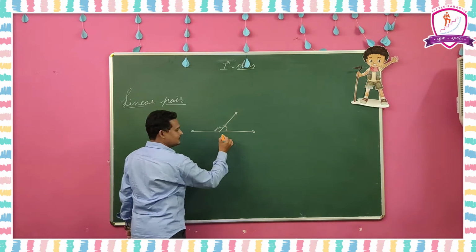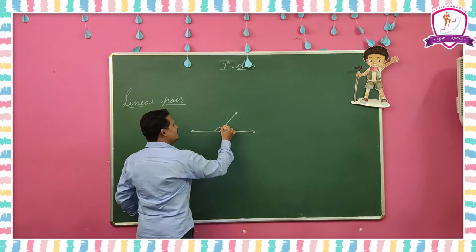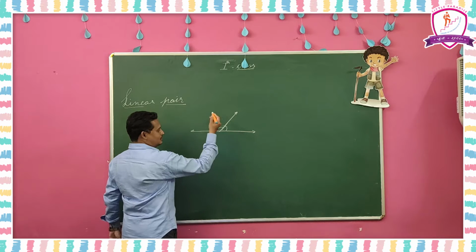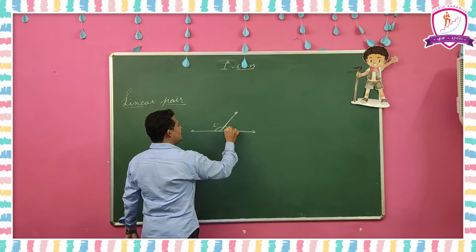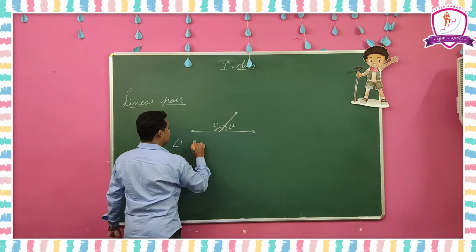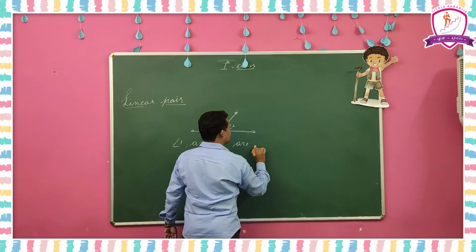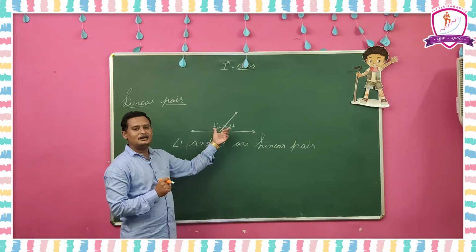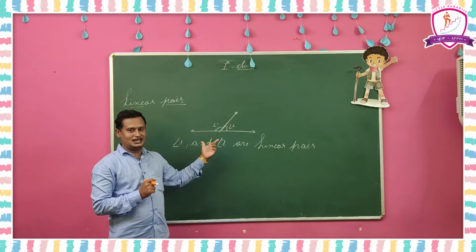Actually, this is a complete angle, sorry, this is a straight angle of 180 degrees. So this ray divides the straight angle into two parts. This is angle 1 and this is angle 2, so angle 1 and angle 2 are a linear pair of angles. The sum of the linear pair of angles is equal to 180 degrees.